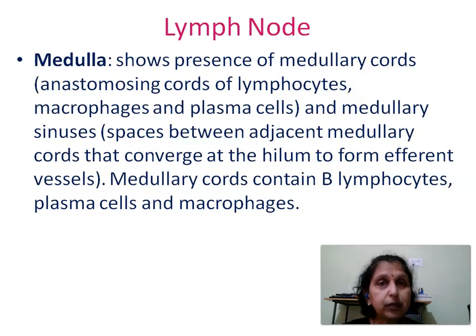The medulla of the lymph node shows presence of medullary cords, which are anastomosing cords of lymphocytes, macrophages and plasma cells. And it also shows medullary sinuses, which are spaces between adjacent medullary cords that converge at the hilum to form the efferent vessels. The medullary cords contain B lymphocytes, plasma cells and macrophages.